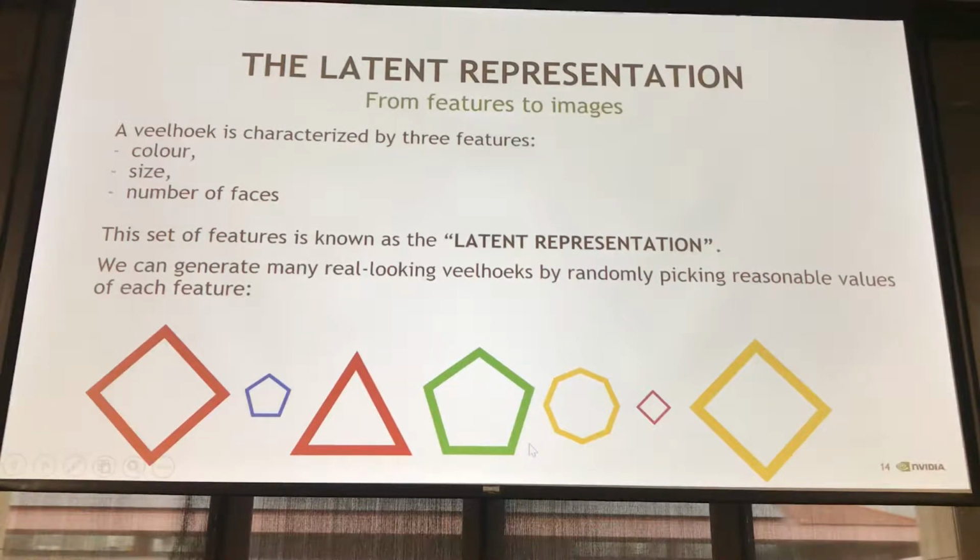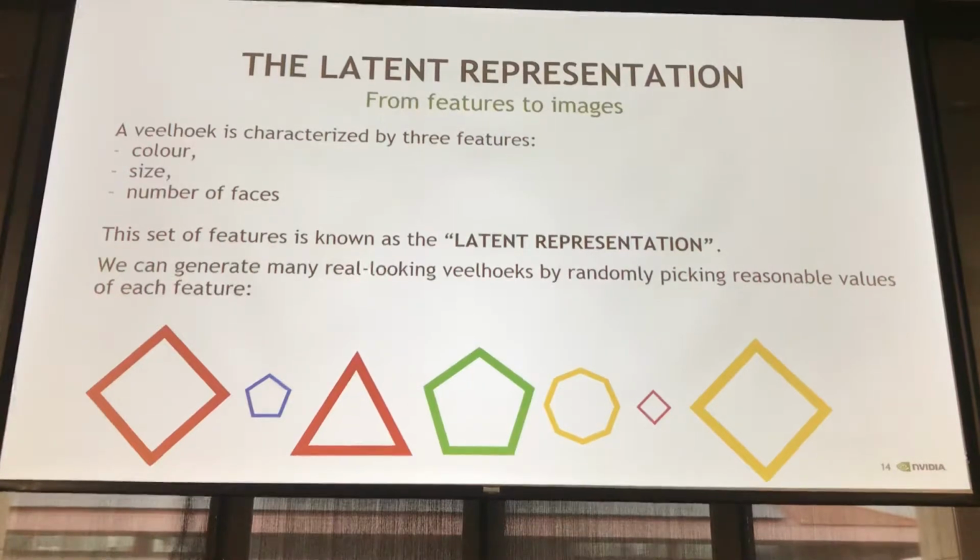I'm showing you this because we're trying to learn what the essence is of the shapes in our data. In this case, a veal hook is characterized by three features: color, size, and the number of faces. So we can represent these images based on three different characteristics. This set of features we often call the latent representation. We're basically reducing something fairly complex to just three values: color, size, and the number of faces.